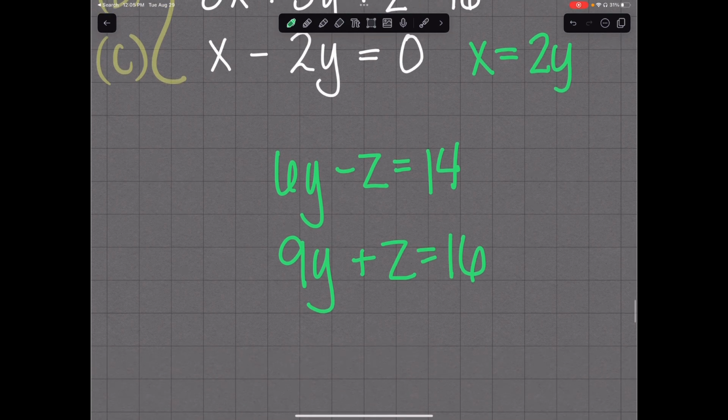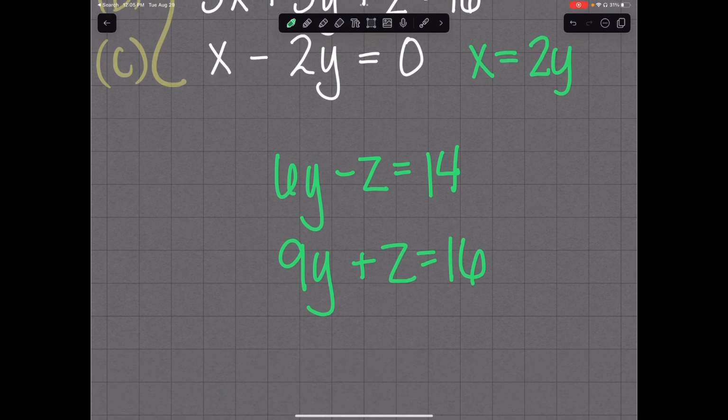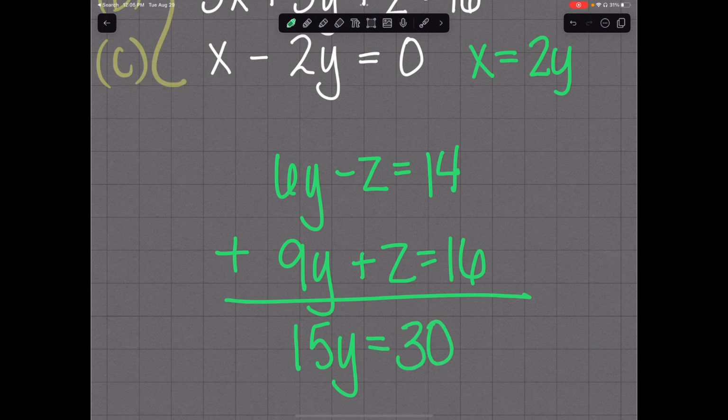Now I've got 2 equations where I can use the elimination method because I've got a negative z here and a positive z here. So if I add these equations together, the z's are just going to cancel out. 6y and 9y is going to be 15y, the z goes away, is equal to 30, and then I've got y is equal to 2.